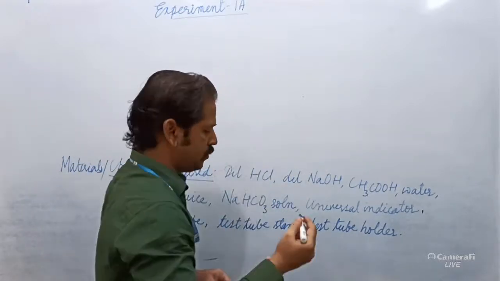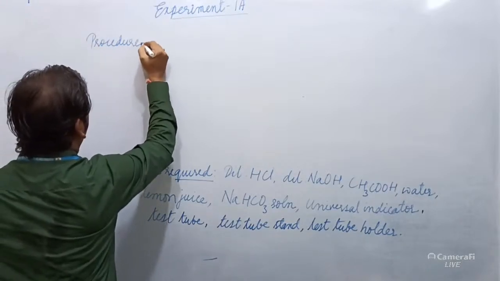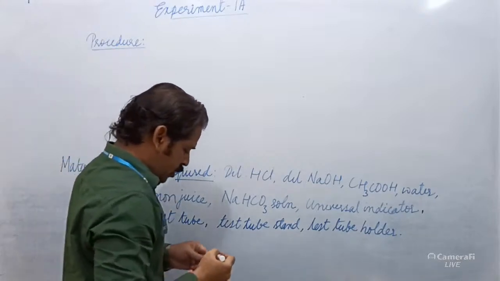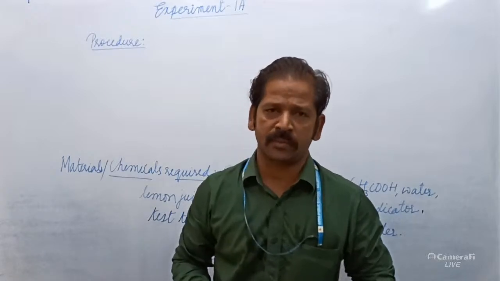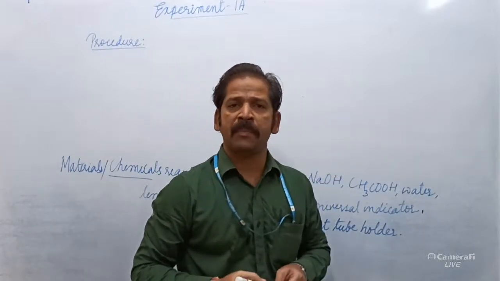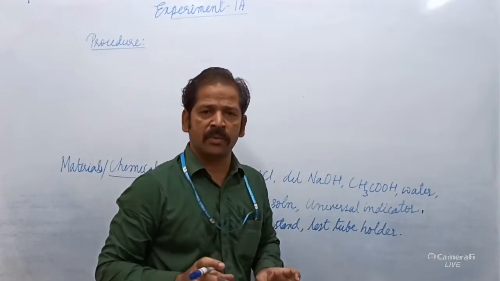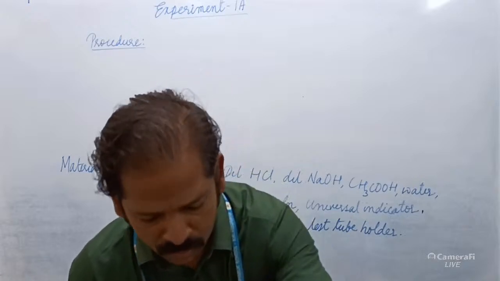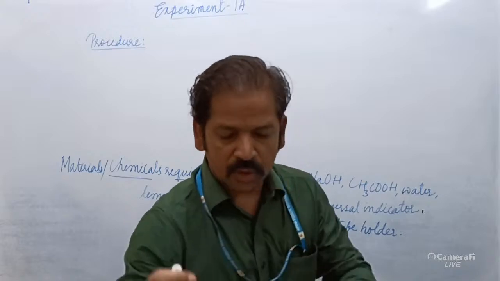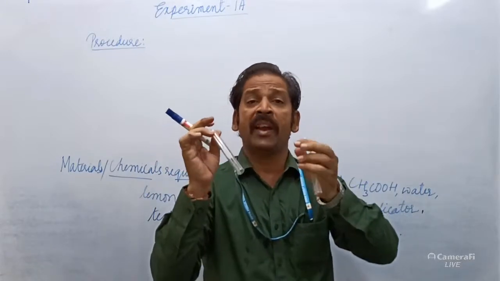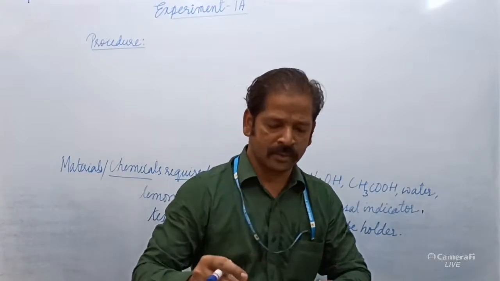The procedure. What is the procedure to do this experiment? Take 6 test tubes and mark them as A, B, C, D, E and F. They should be clean test tubes. If you see here, these test tubes are clean. It should be a dry, clean test tube.